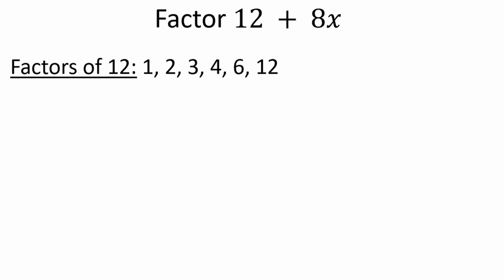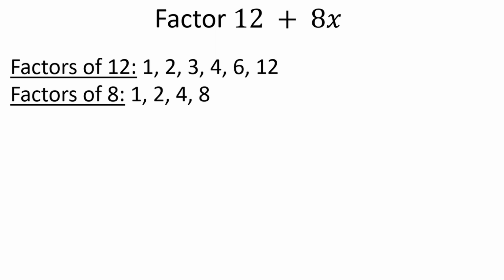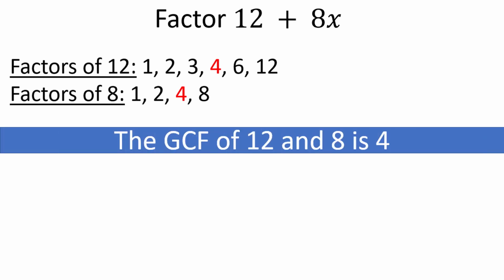The factors of 8 are 1, 2, 4, and 8. The greatest number common to both lists is 4, so 4 is the greatest common factor. That means in the factoring process, we write a 4 outside of the parentheses. Now we ask ourselves, 4 multiplied by what number gives us 12? Well, 4 multiplied by 3 gives us 12, so the value in our first blank must be 3.